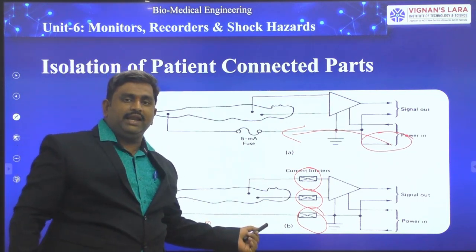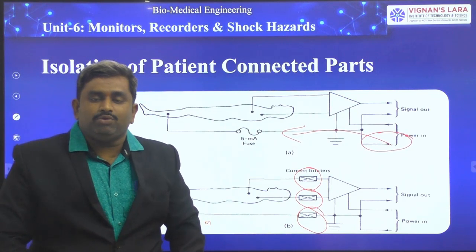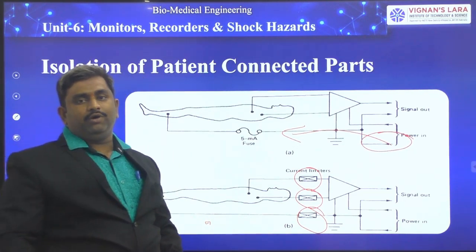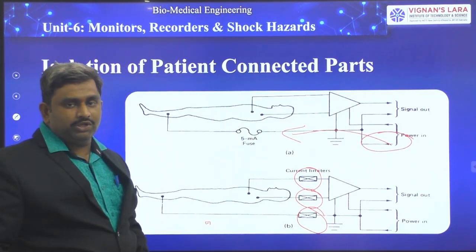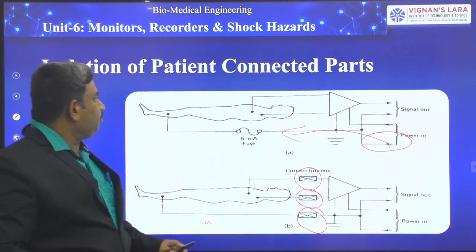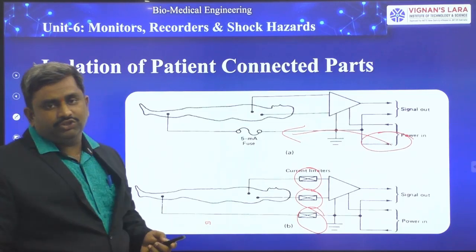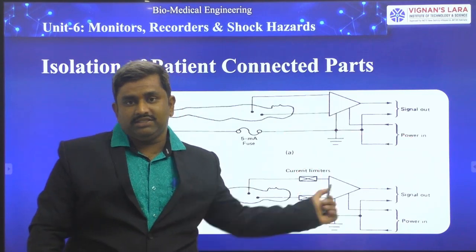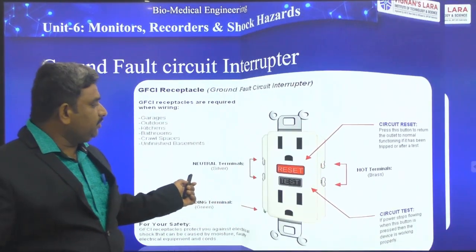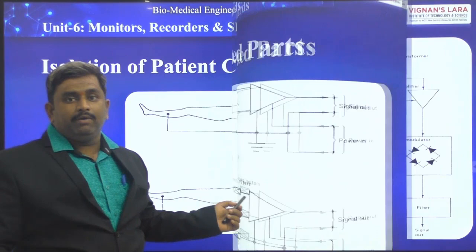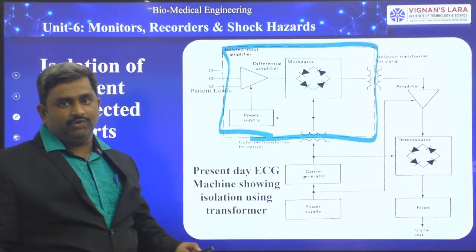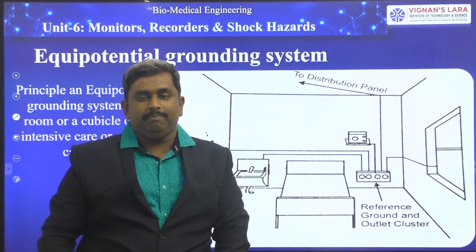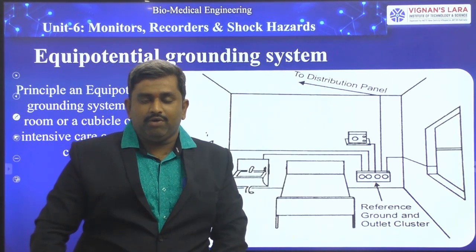So like this we can avoid that excess amount of currents by using these current limiters. This is another part of isolation circuits provided to the human body. This is the isolation of patient connected parts. In this next concept we have seen isolation of machine connected parts. Now, the patient side we have completed, and the equipment side also we have completed.